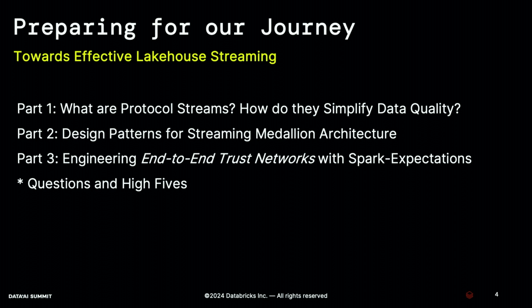So what are protocol streams? We're going to go into that, and then how it simplifies data quality. Then we're going to start going through the streaming medallion architecture. What does that look like? What does it actually mean? A lot of people probably already understand the medallion architecture anyway. Streaming is essentially just making it nonstop. Then we talk about end-to-end trust networks with Spark Expectations. In the same way that we have high quality ingest of our data, we also want high quality transformations along the entire journey, from tin to bronze, from bronze to silver, silver to gold.